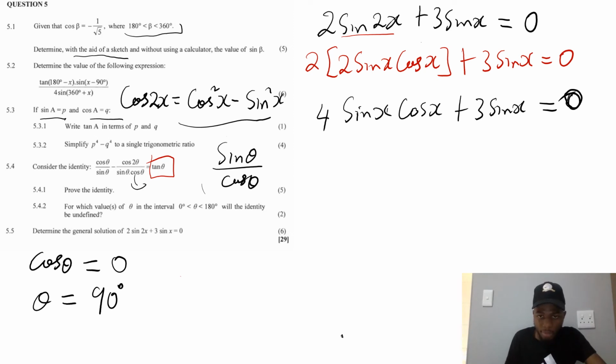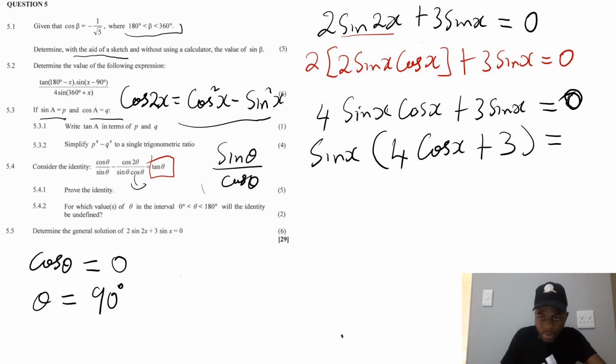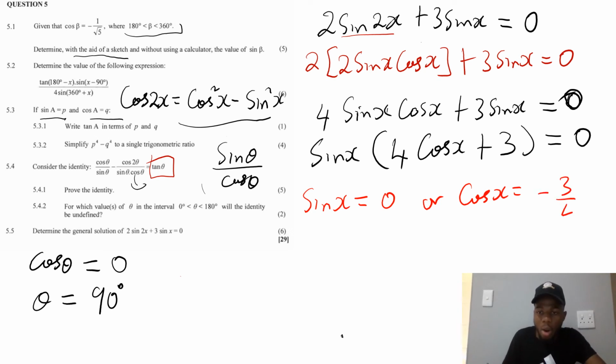Then you can see we have a common factor of sine x. So let's take it out. We're going to be left with 4 cos x plus 3 equal to 0. I hope you know how to factorize. Then what we're going to do is write that sine x is 0, or cos x is equal to negative 3 over 4. Okay, so this is very simple.